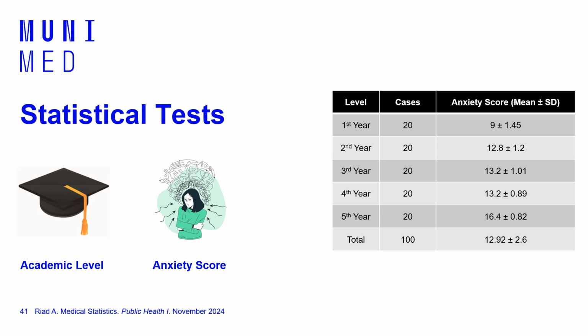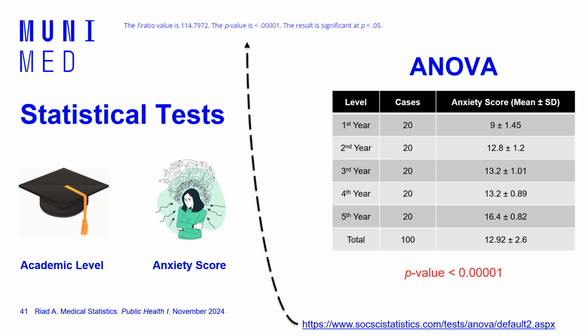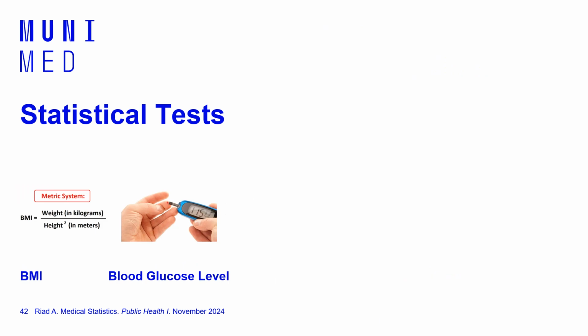Okay, so in this case, you have more than 2 groups for the qualitative variable, which is 5 groups in fact, and the quantitative variable is also a number. That's why we're going to use the ANOVA test or the analysis of variance. When we did the analysis for this sample, the p-value was less than 0.00001, and this is a tool that you can use to get this p-value.